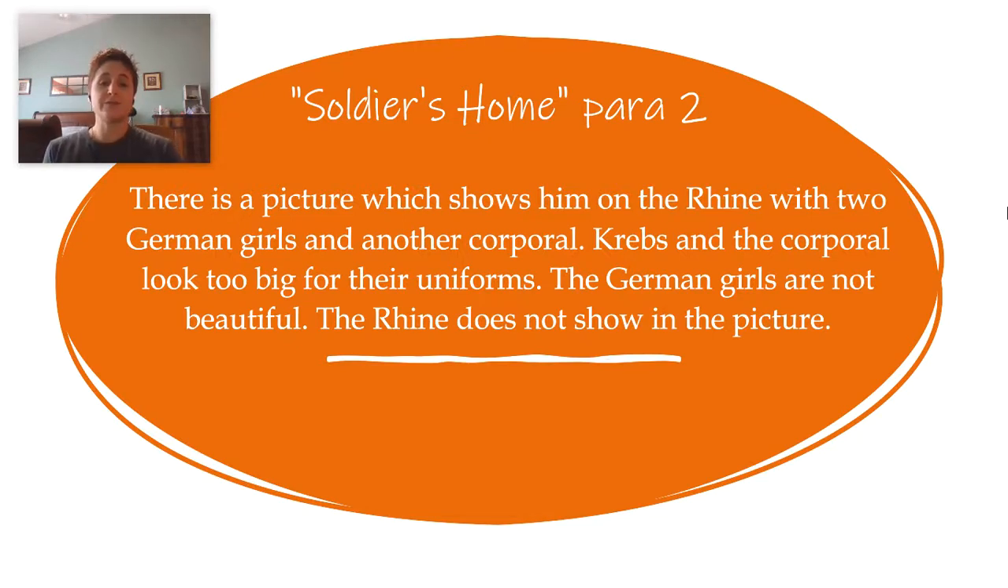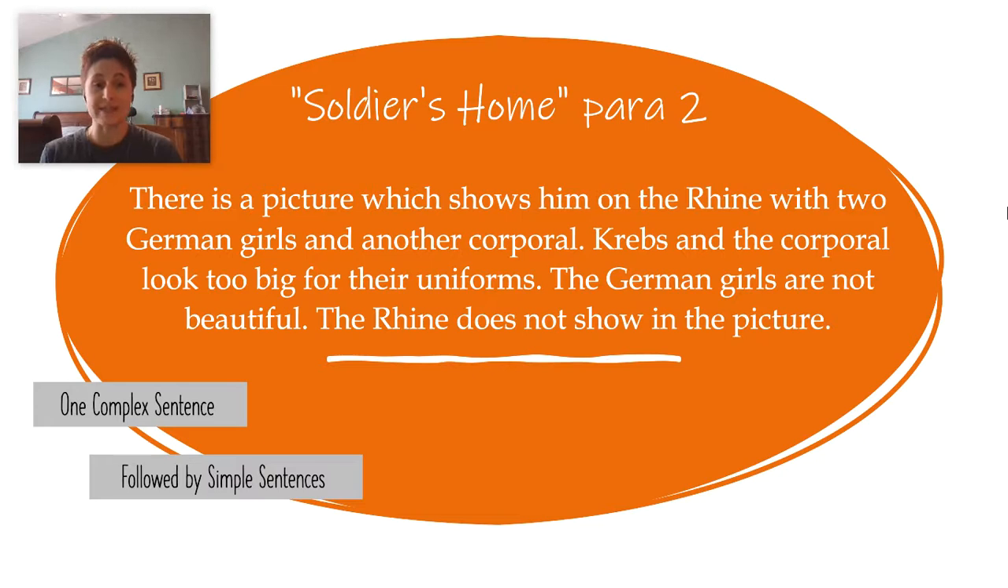So right away when we're looking at syntax, we can see that this paragraph begins with one complex sentence and then is followed by several simple sentences. So let's start with the complex sentence at the beginning. It sets up this idyllic image of soldiers in a foreign country sitting on a foreign river. The Rhine is a river. And so we get all these images in our mind of World War I soldiers and German girls. It's this nice long sentence that sets a picture image in our mind.